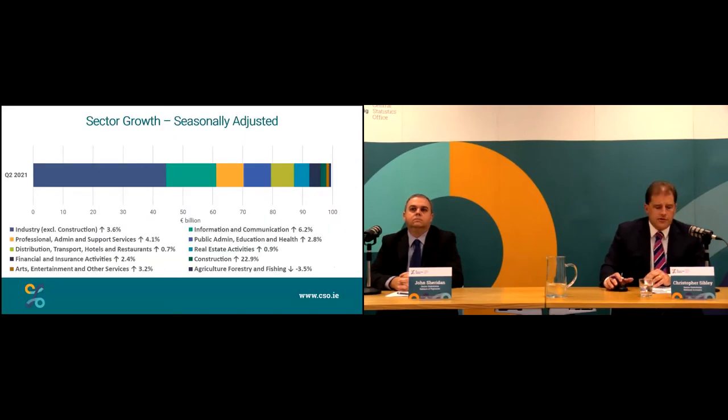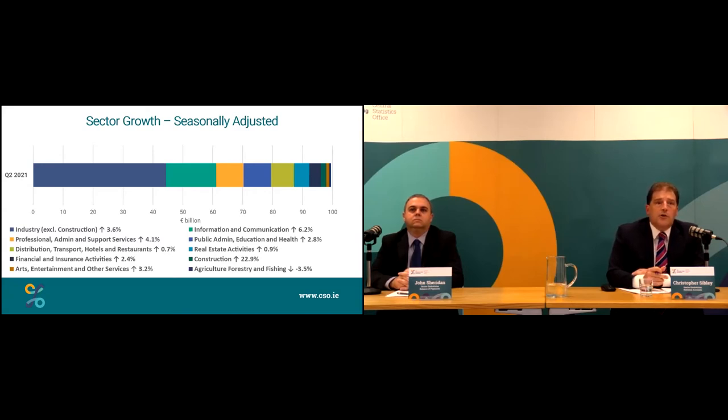If we look across the sectors, so the output method, and look across the different sectors of the economy, the big sector, industry, dominated by manufacturing, is up 3.6%. The other big M&E sector, information and communication, is up 6.2%. Professional admin and support services up 4.1%. And then getting to the more domestically focused sectors, public admin, education and health up 2.8%.